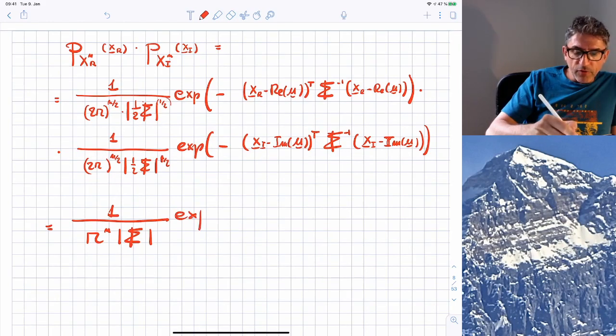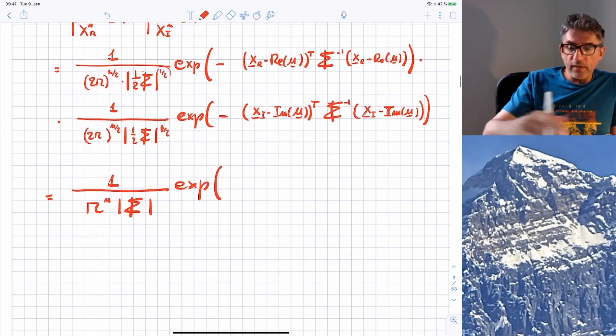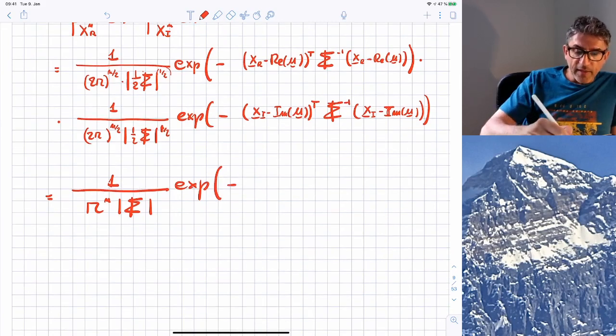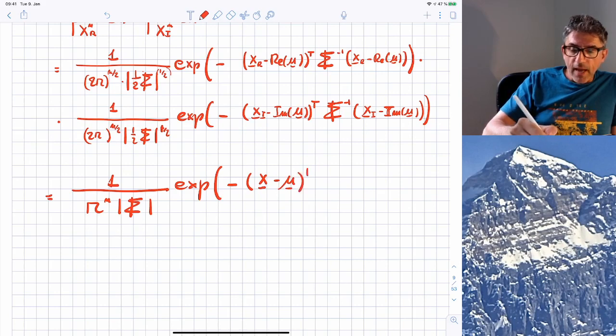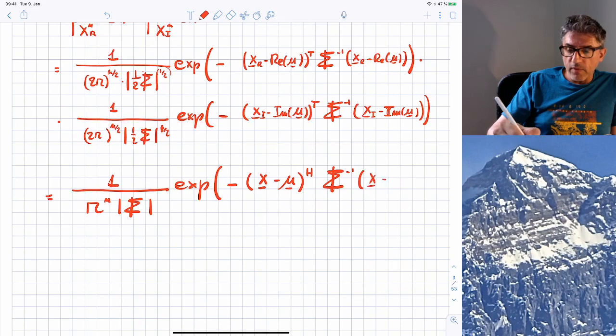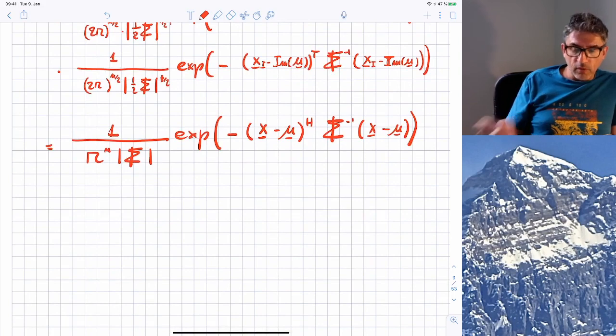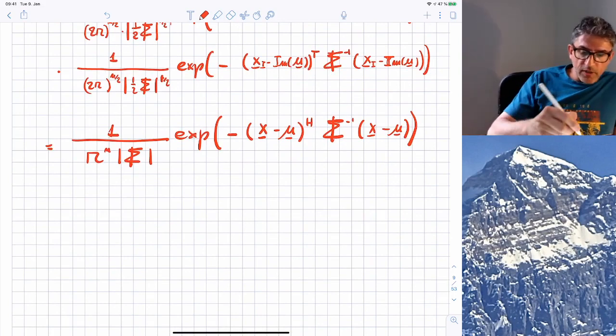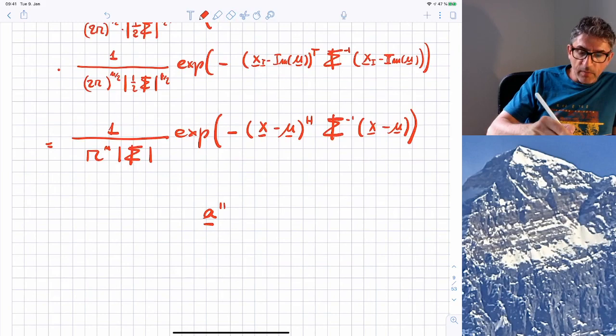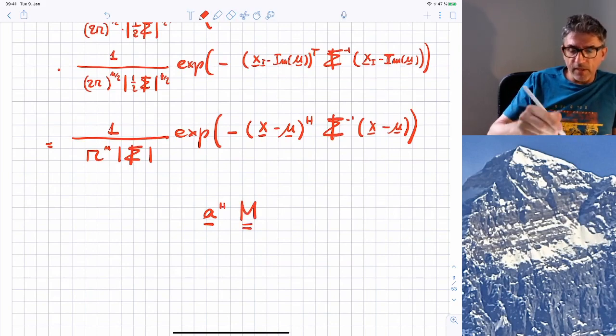And then if you look at these two and you put them together, you find that you can write them simply as the complex vector Hermitian transpose, sigma to the -1, times the complex vector. Okay. So in general, the quadratic form with complex random variables is written as a vector Hermitian transpose times a positive semi-definite Hermitian matrix times the vector. So what is Hermitian transpose?